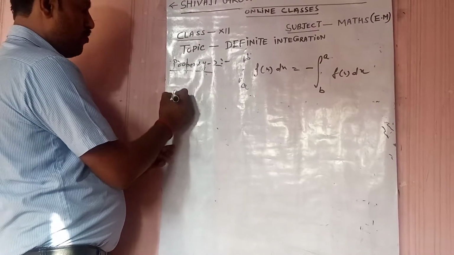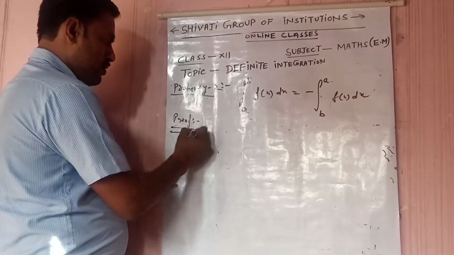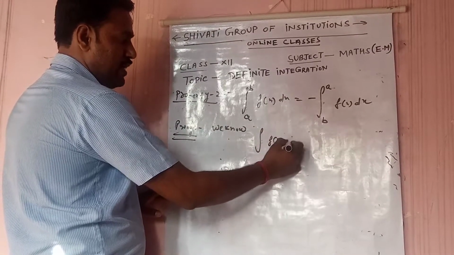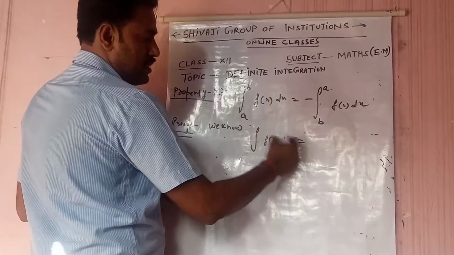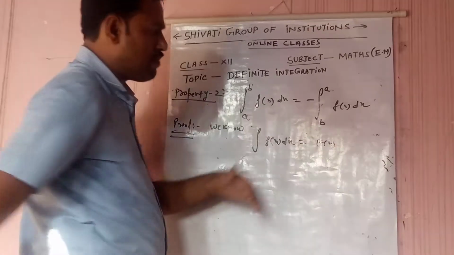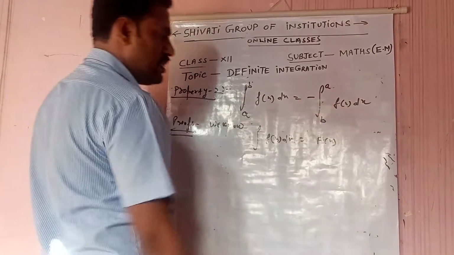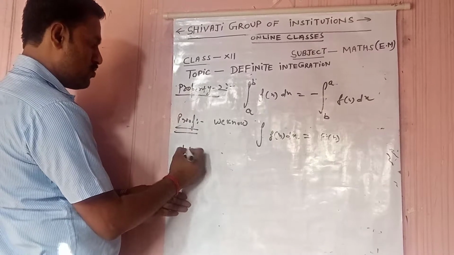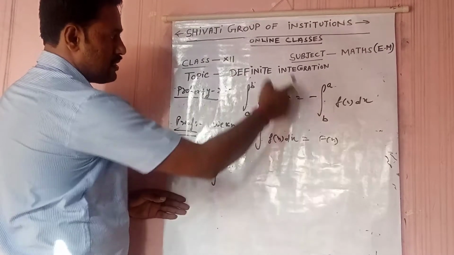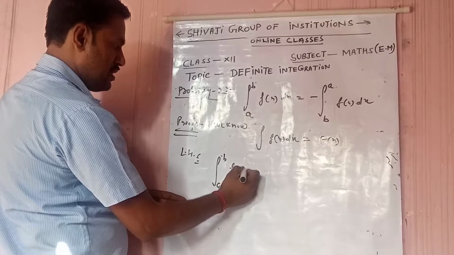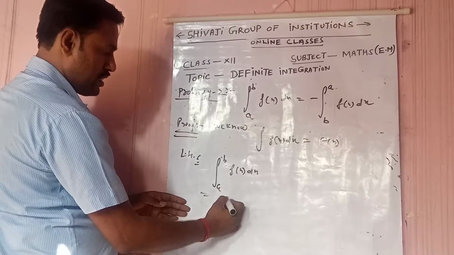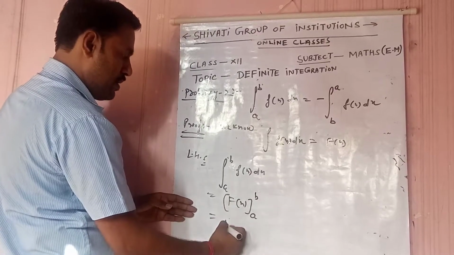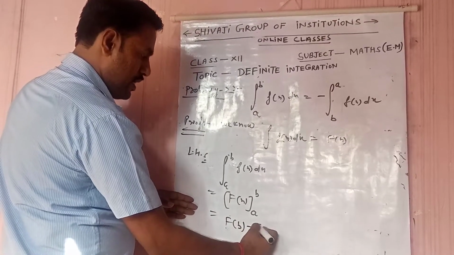So now students, proof. How do we prove it? We know that the integral of any indefinite integration function is capital F(x). C is always there, but in definite integration there is no C, so we cannot use C. So this is capital F(x). Now take the LHS, students. The LHS is the integral from a to b of f(x) dx, then the integration is capital F(x), then apply limit a to b, firstly the upper limit, then this is F(b) minus F(a).